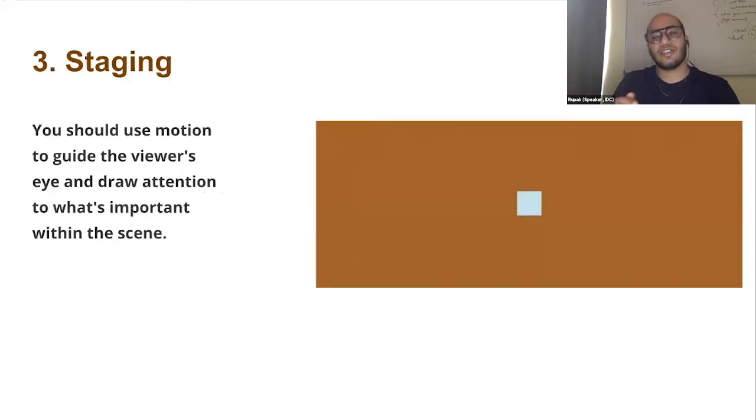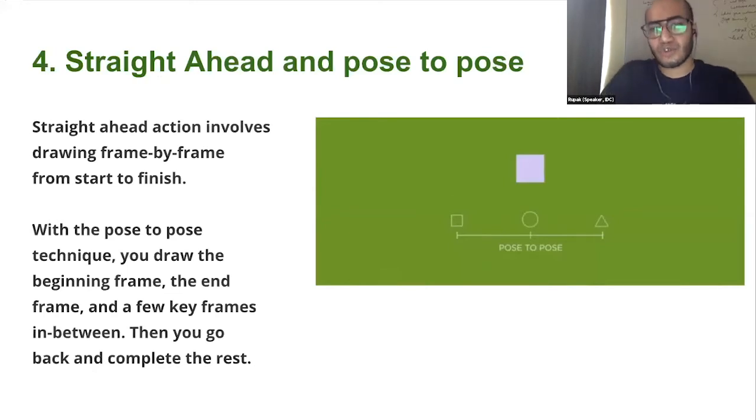The third one is staging. Staging is a very simple concept taken directly from graphic design, where we take a few graphic elements and try to point out or focus on something important in the scene, like some text. It can be some text or an important aspect of your character or your character itself. So we use different elements to focus on certain things that should be in focus or are important for the viewers. Next one is straight ahead and pose to pose.